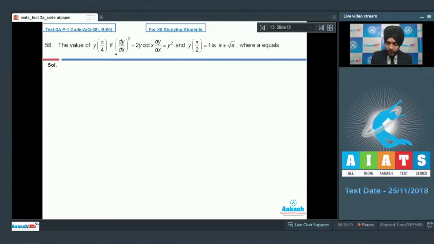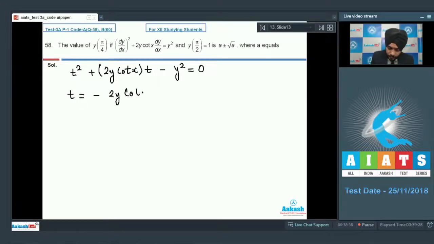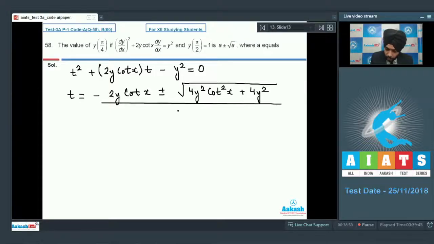Students, what we have to do, we have to treat it as a quadratic equation in dy/dx. So let it be t² + 2y cot x · t − y² = 0. That means a quadratic equation in t, apply the quadratic formula, get the value of t as −2y cot x ± √(b² − 4ac), so 4y² cot² x + 4y², whole divided by 2a, so 2.